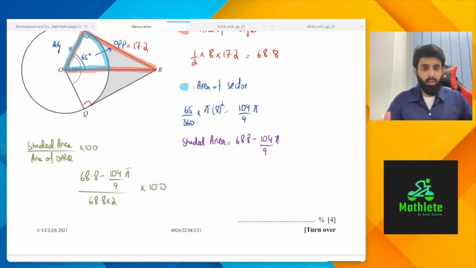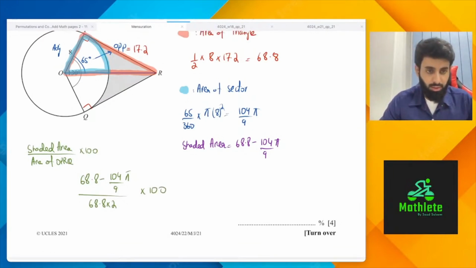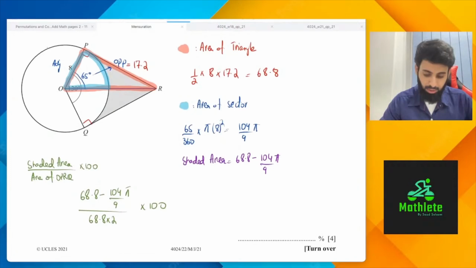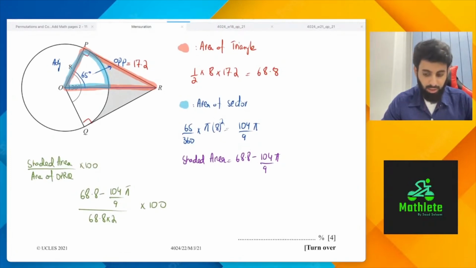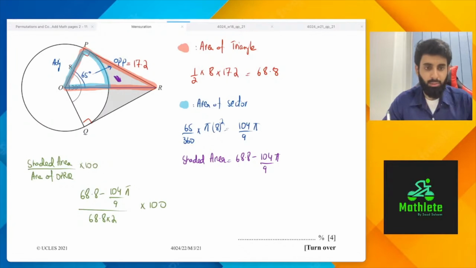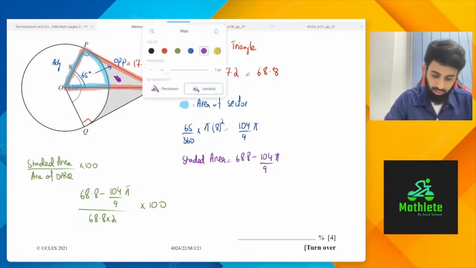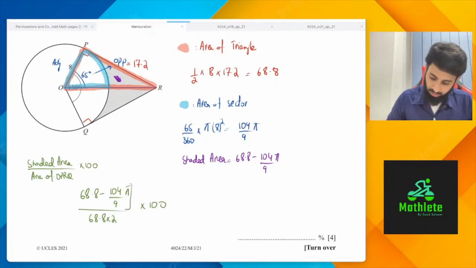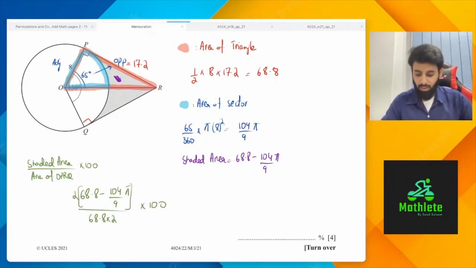Sir, why did you take 65? Why not the OT angle? Because I cut it into a sector. I cut it into two equal sectors. So what I've done over here is I basically worked out half the shaded area, and then I'm going to multiply it by 2. Yes, I'm going to multiply it by 2. Good that you reminded me, because I just realized that I forgot to do that. Okay, so we're going to multiply that by 2.